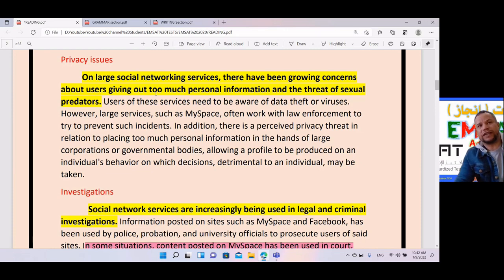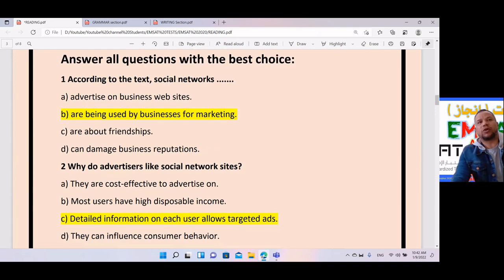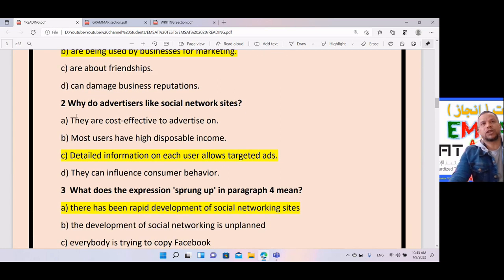Talk about that. So here you can talk about which one is better. It's not about friendships. It's not about only just advertisement, but it's about marketing in general. I'm talking about marketing, using social network to be in the market, using it for buying and selling and so on. So this is the best answer in general. Question 2, why do advertisers like social network sites?